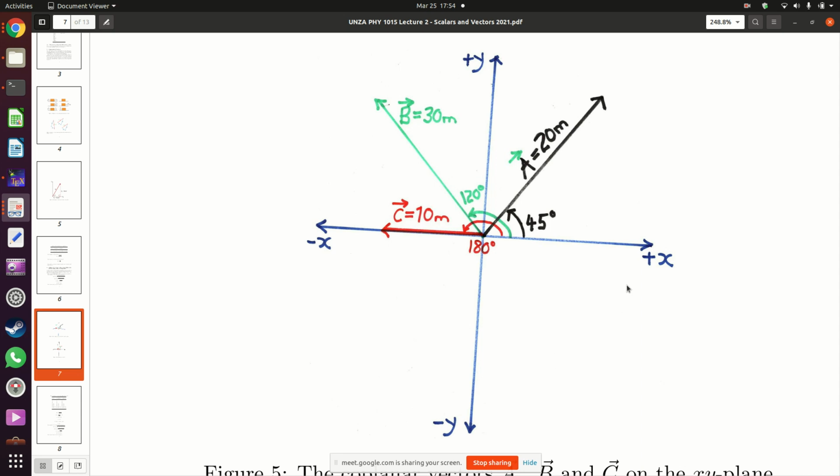Are we clear on what A, B, and C actually look like when sketched on the XY plane?